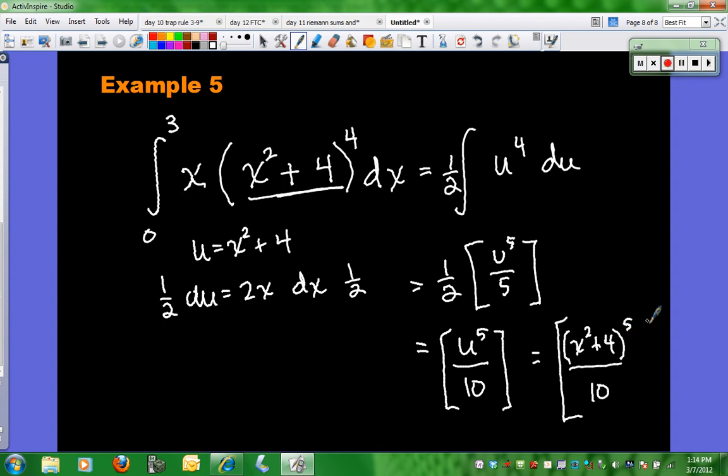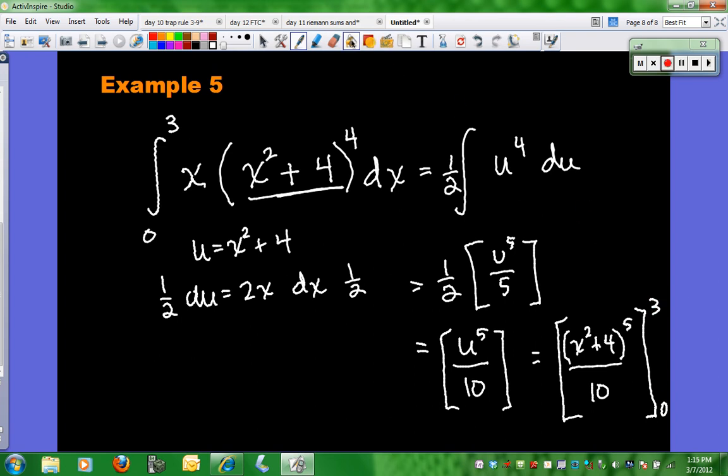We can do this. Ready? From 0 to 3. And then we can do 3 squared is 9, plus 4 is 13. 13 to the 5th power, divided by 10. Oh my goodness, you can do the thing for 0. We can do that because these values, 0 to 3, represent x values.